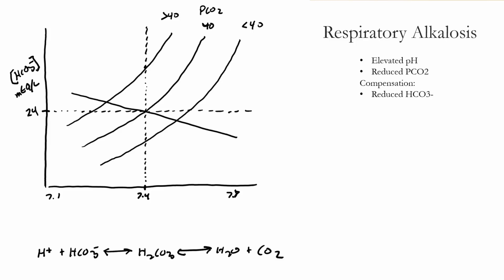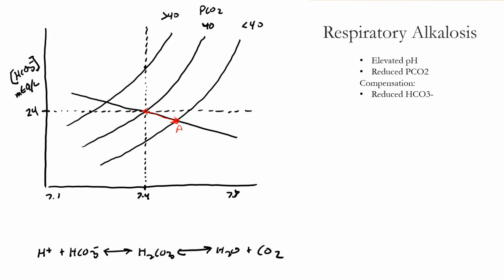Respiratory alkalosis. So in respiratory alkalosis, we're going to go into the bottom right quadrant now. And so we're going to be moving from this point here along our buffer line to point A.